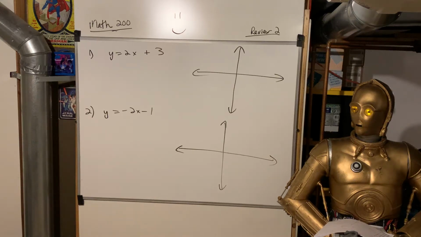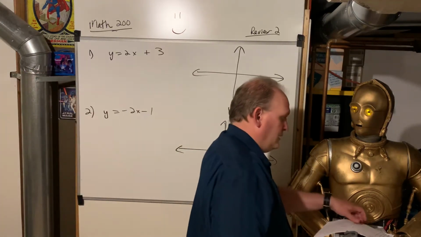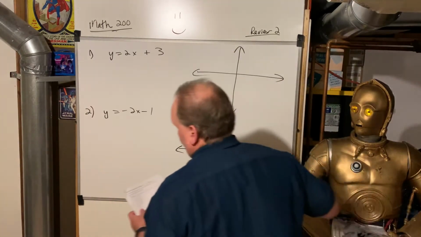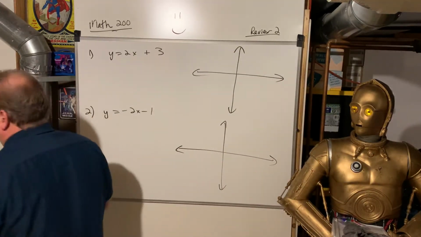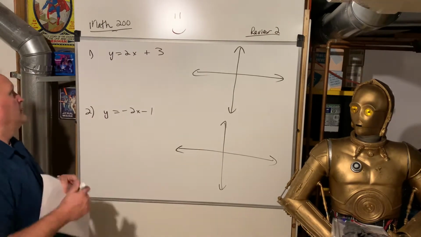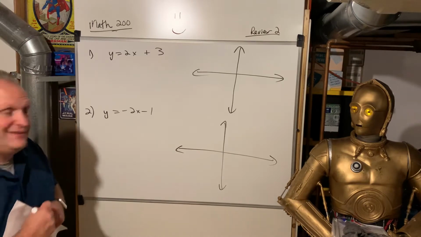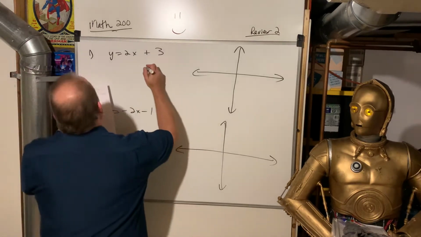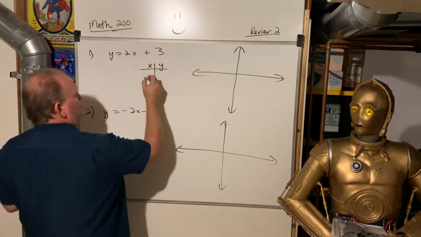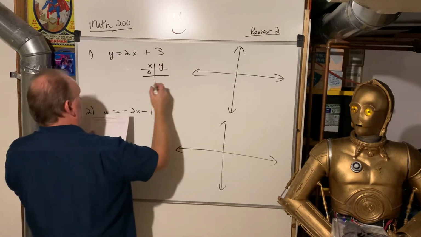All right, we are Math 200. We're doing the second review, review 2 for chapters 3 and 4. Graphing, mostly graphing. So, problem number 1, graph. They want us to use 3 points, so we're going to pick some simple x's and y's. You pick like 0, 1, and 2.